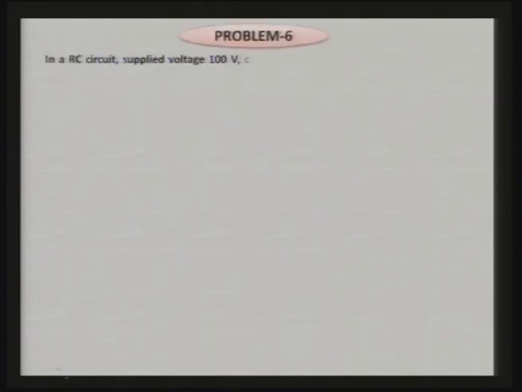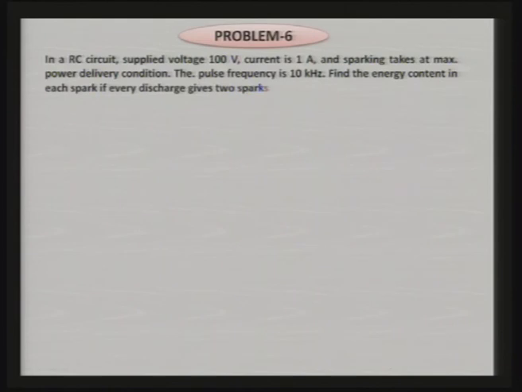Next problem: in an RC circuit, the supplied voltage is 100 volts, the current is 1 ampere, and sparking takes place at maximum power delivery condition. The pulse frequency is 10 kilohertz. Find the energy contained in each spark if every discharge gives 2 sparks only, that is the case of multiple spark EDM. Normally, so far, whatever we have discussed, we assume that only a single spark takes place in each pulse of voltage, but here it is assumed that 2 sparks take place in each pulse.